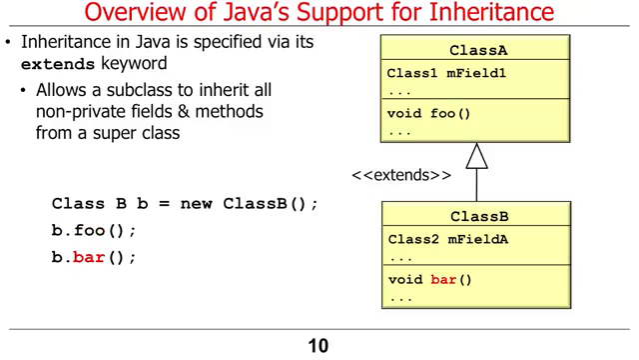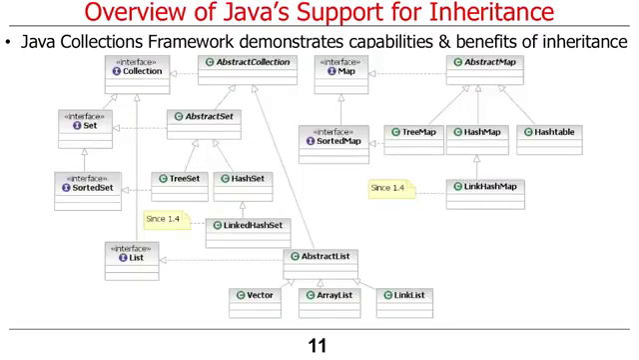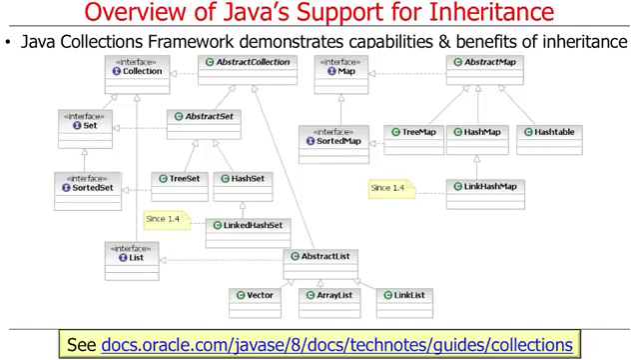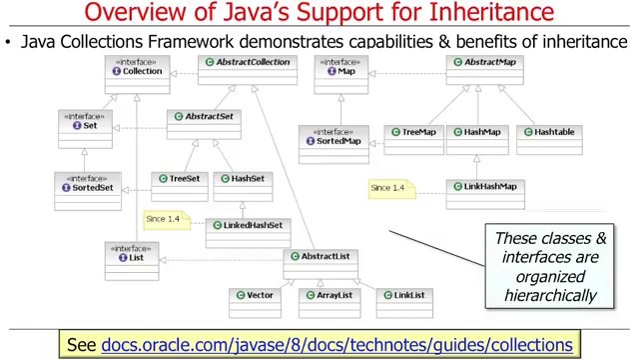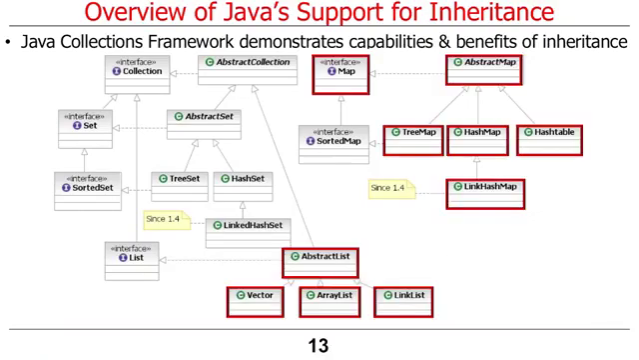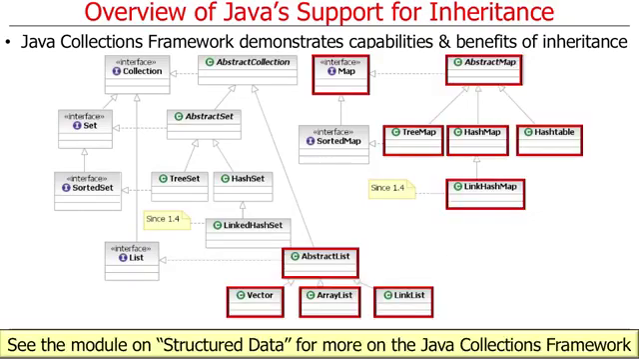This lesson uses the Java Collections Framework as a case study to demonstrate the capabilities and benefits of inheritance, which enables the reuse of existing Java software components. This framework defines a hierarchically organized set of classes and interfaces that implement commonly reusable collection data structures, such as lists and maps, which are covered later in this MOOC.